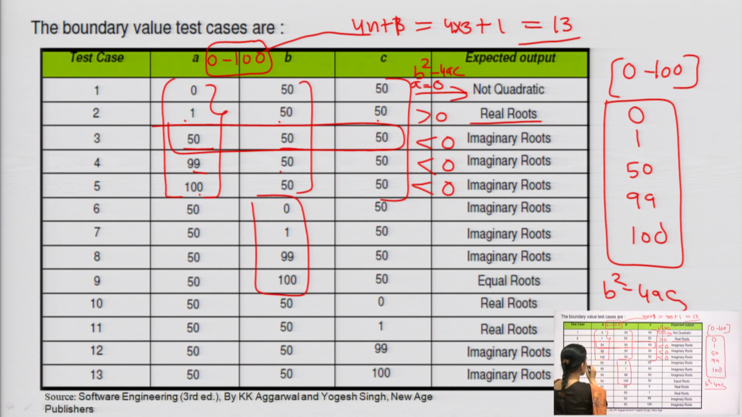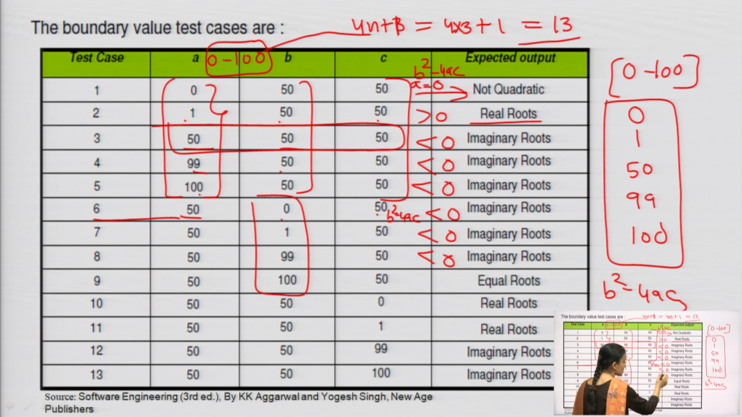So, the values are now 50, 0 and 50: for this value b square minus 4ac will be less than 0, that is, imaginary roots. When they are 50, 1 and 50, again it is less than 0, imaginary roots. 50, 99 and 50 will be again less than 0, imaginary roots. 50, 100, 50 gives us b square minus 4ac equal to 0, equal roots.